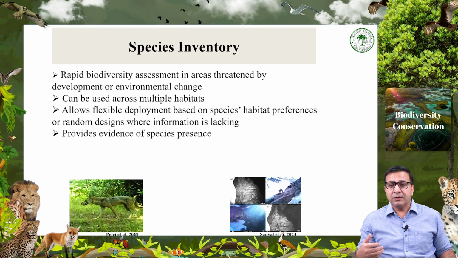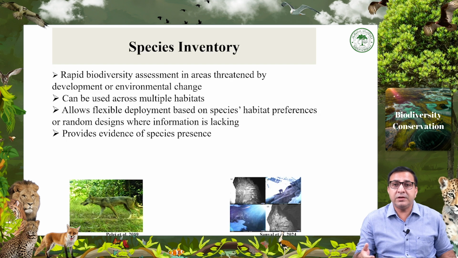We can also do it by random design in less understood areas, those areas which have not been studied previously. By randomly placing the cameras, we can find out the species in those particular areas, and this provides crucial evidence of species presence in new, unmonitored areas. That is the importance of camera traps, that we can find new species in a new area.